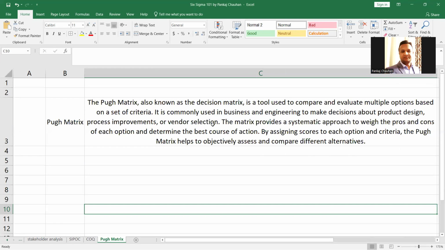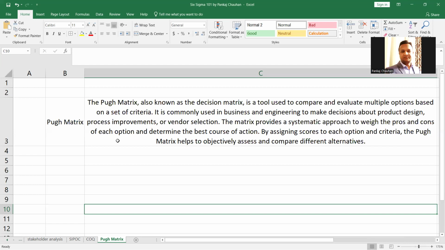It is commonly used in business or engineering to make decisions about product design, or maybe process improvement or vendor selection. And this matrix provides a systematic approach to weigh the pros and cons of each option and determine the best course of action by assigning scores to each option and criteria.